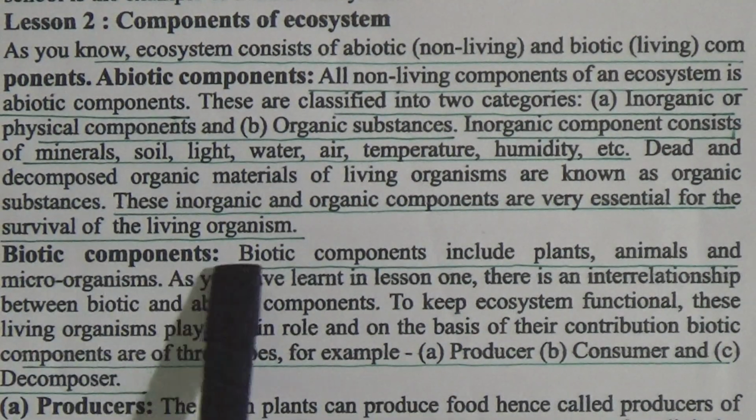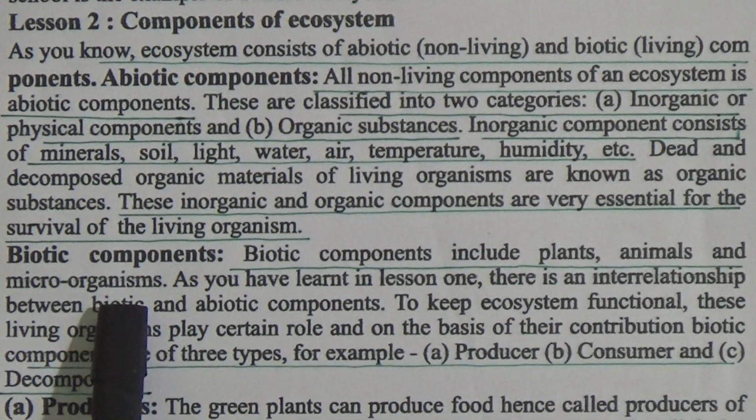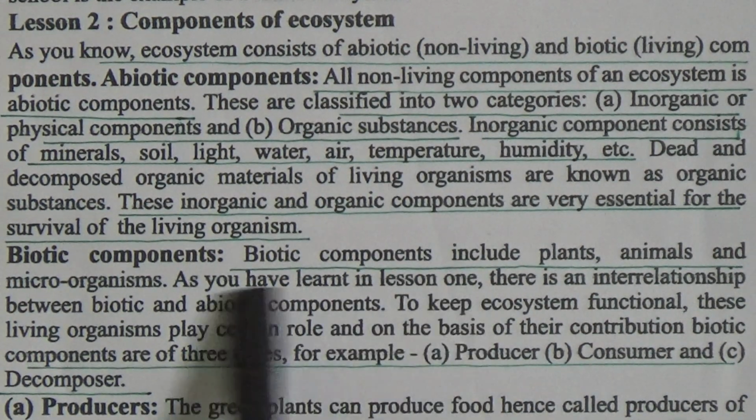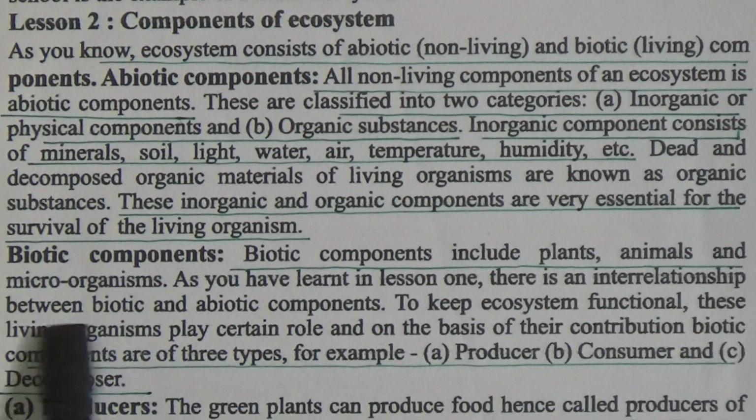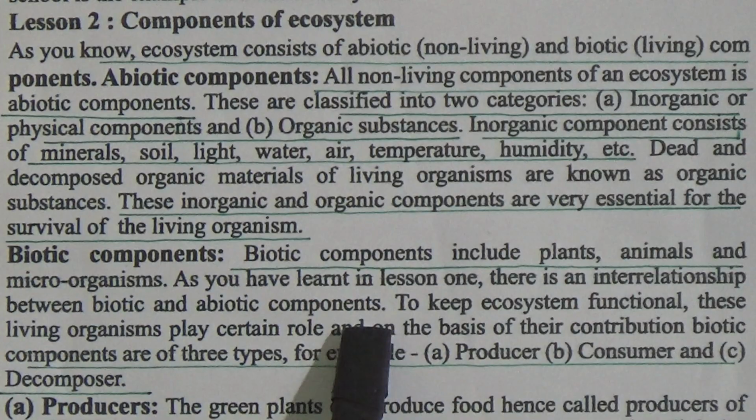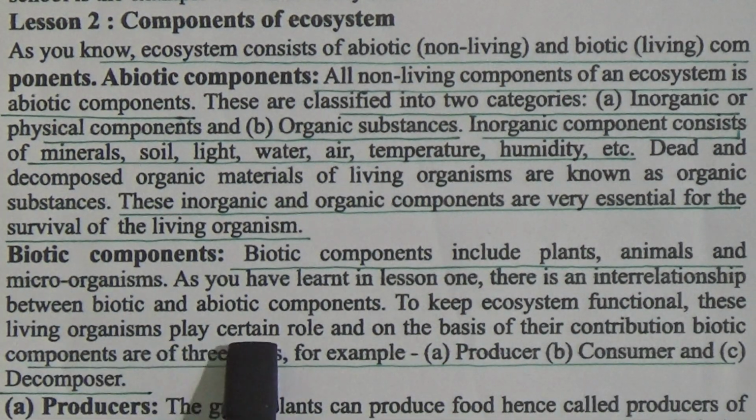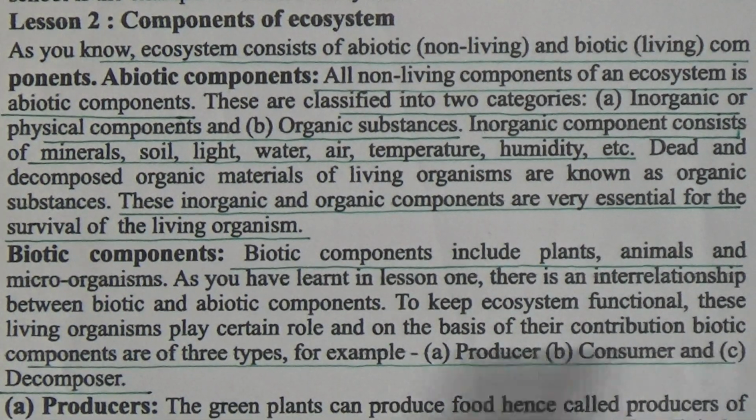Biotic components. Biotic components include plants, animals and microorganisms. As you have learned in lesson 1, there is an interrelationship between biotic and abiotic components. To keep the ecosystem functional, these living organisms play certain roles, and on the basis of their contribution, biotic components are of three types: producer, consumer and decomposer.